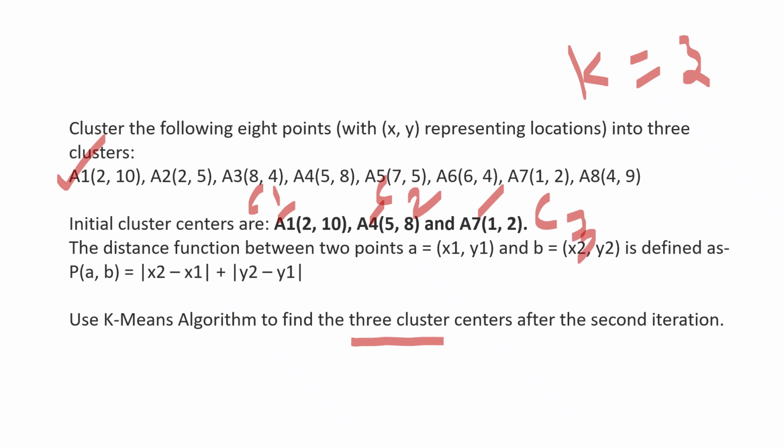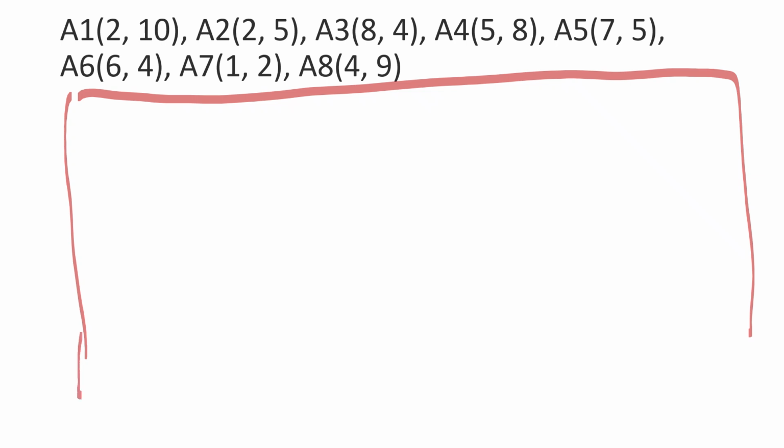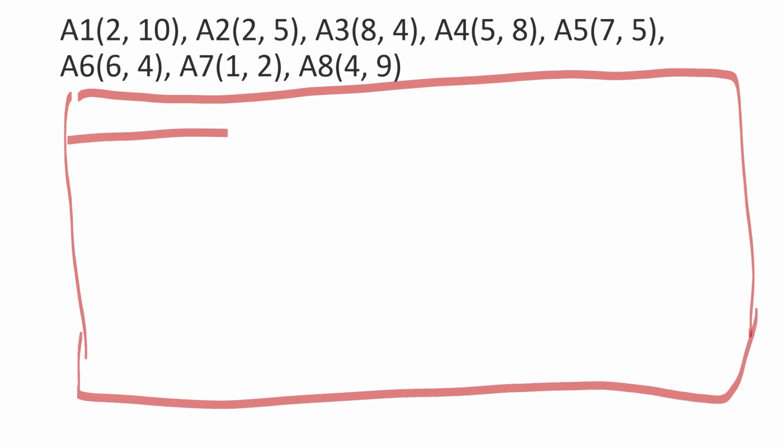Here, the distance method is given as simple Manhattan distance: the difference between x plus the difference between y, and all the data points are two-dimensional. So this is a sample given. We have to apply the k-means algorithm to find 3 clusters up to the second iteration. So here we have to stop at the second iteration. Now I'll solve this problem. Consider we have 8 points. So we have to draw a table like this.